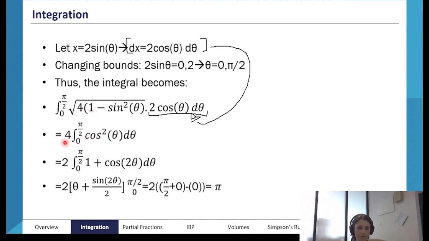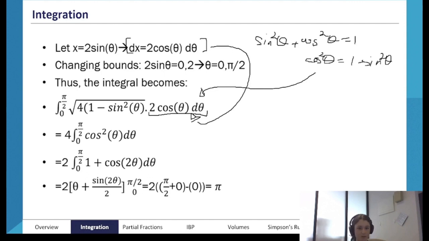Then from here into our next step, we recognized the Pythagorean identity. So, remember, sine squared theta plus cos squared theta equals 1. So, of course, we just rearrange this to get cos squared theta equals 1 take sine squared theta, and this is, of course, what we could substitute in here.